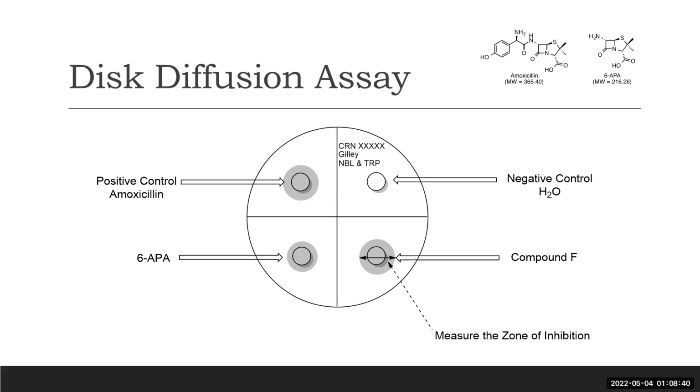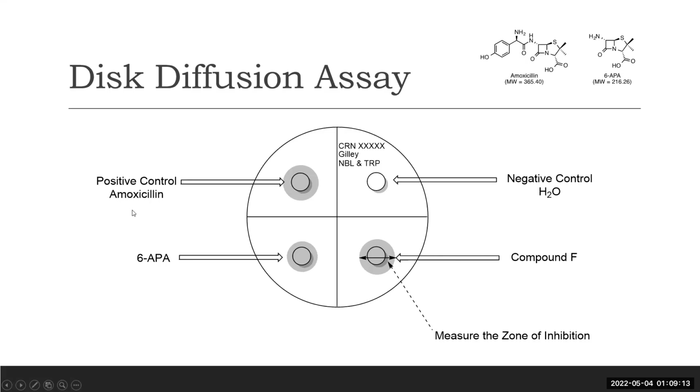So on our plate, the biotechnology class will divide it into 4 quadrants. They're going to put filter paper that's designed to be able to absorb some liquid that's put on it using a micropipette. So 4 pieces of filter paper that can absorb 50 microliters of liquid. And then we're going to test a negative control, which is just water, a positive control, which is amoxicillin.